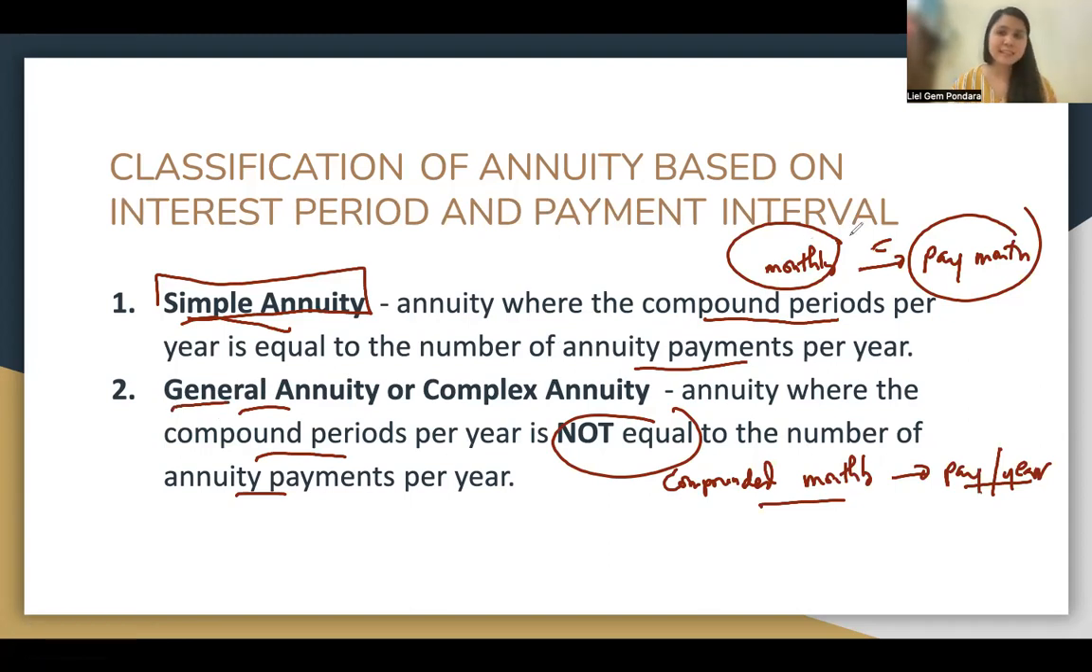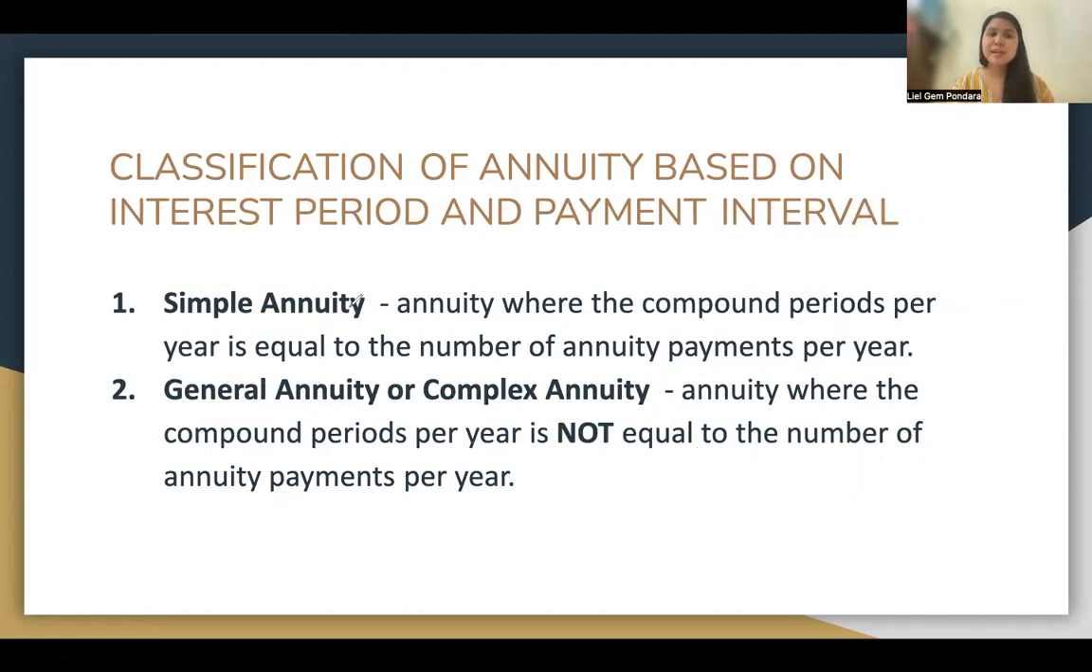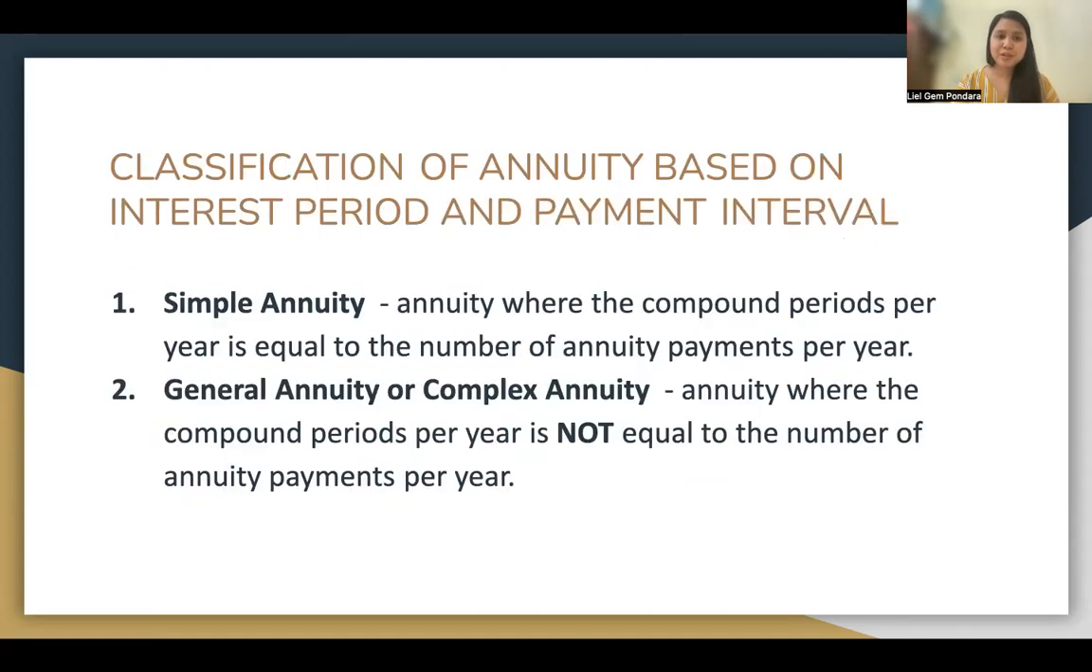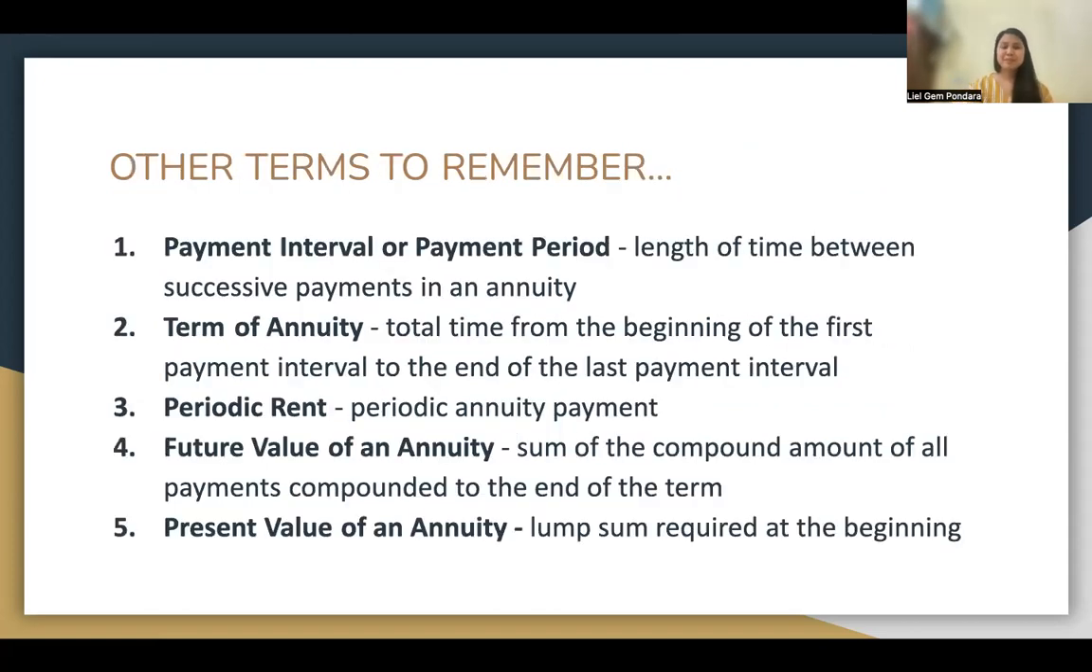Now for this class, for this lesson, we'll be talking about simple ordinary annuity. So based on the description, on the definition, it's a simple annuity because the compound periods are equal to the number of annuities per year, and it's an ordinary annuity. The payment is done or received at the end of the payment interval.